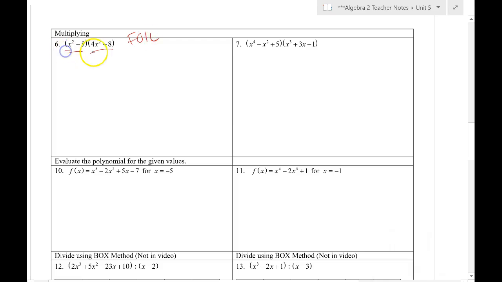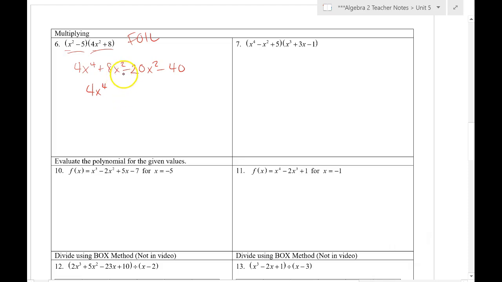Let's see, the first two terms, x squared times 4x squared would be 4x to the fourth. And then the outside two terms, so plus 8x squared minus negative 5 times 4x squared would be negative 20x squared. Then minus negative 5 times 8, which would be negative 40. And then combine our terms. So this is simply just the FOIL method.